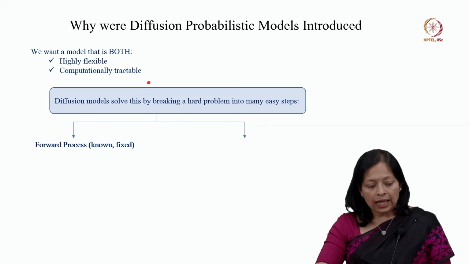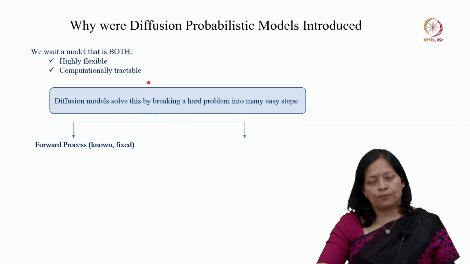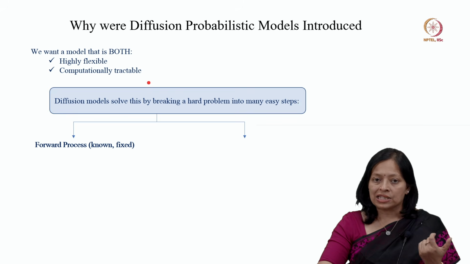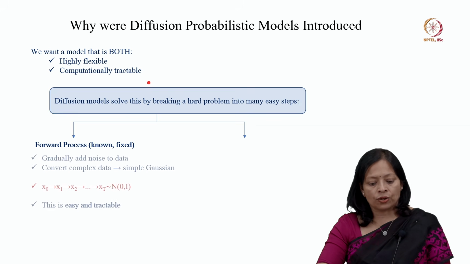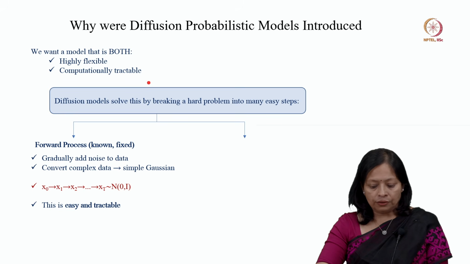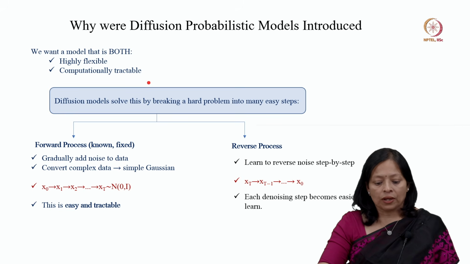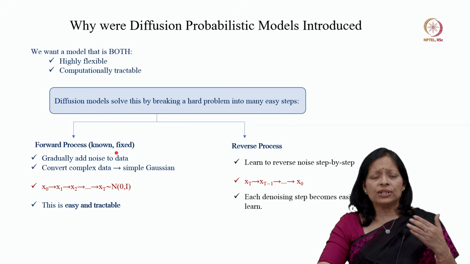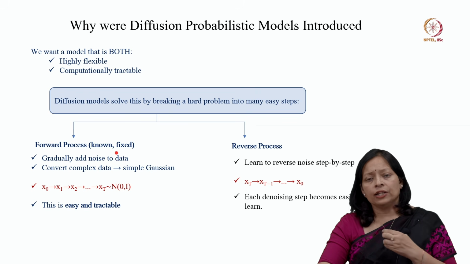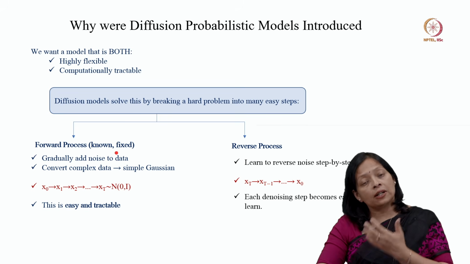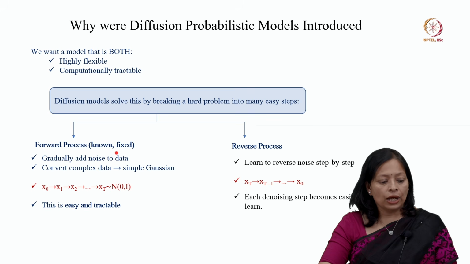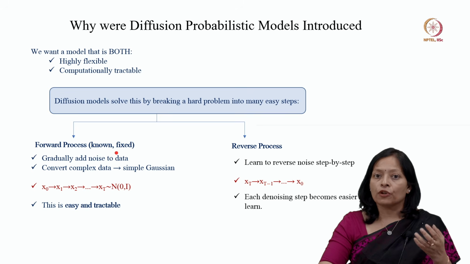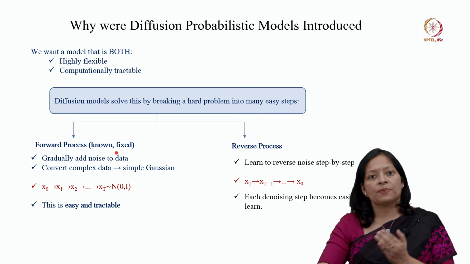Now, how do diffusion models tackle this problem? In a diffusion model there are two processes. One is called the forward process, which is a known and fixed process, and another is called the reverse process, which is where the learning happens. So, let us look at the forward process. In the forward process you take an image and keep adding noise to it till it becomes complete Gaussian noise. That means you are changing your structured, complex data in the form of an image to a simple Gaussian, which is basically noise.